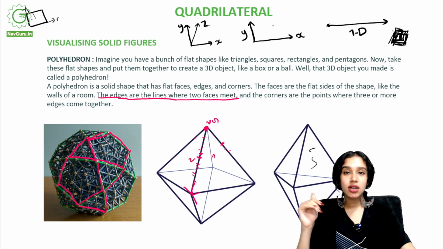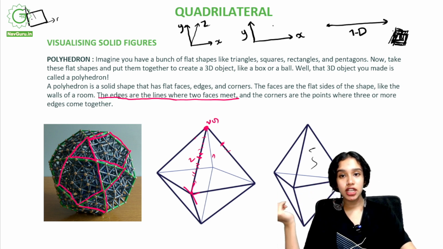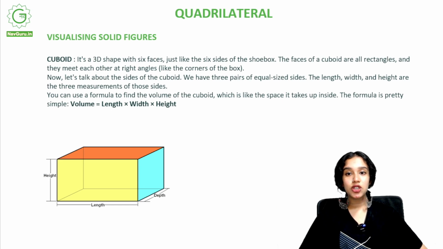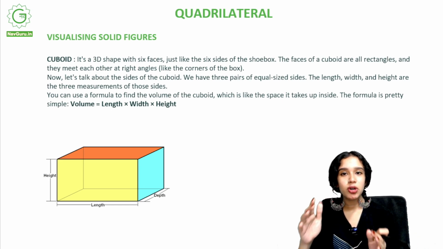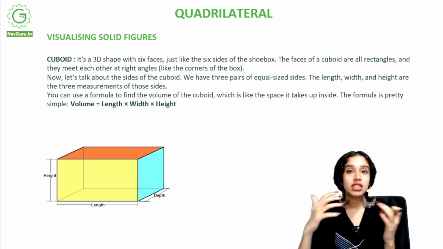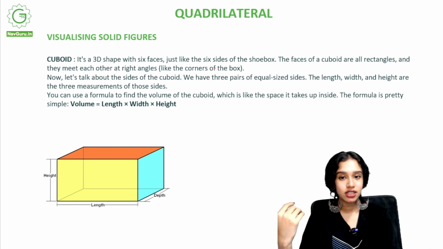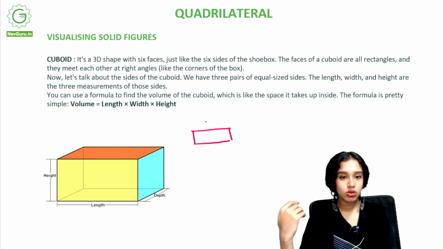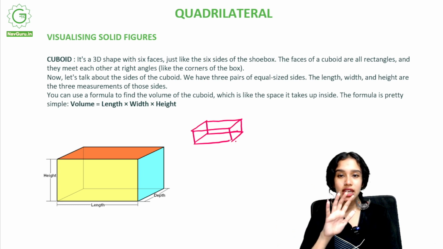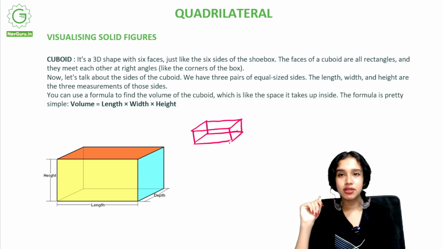Now let's study some different types of polyhedrons. First of all is a cuboid. So a cuboid is the solid version or the three-dimensional version of a rectangle, right? So we are taking a rectangle, right? So this is a very easy way to draw it. We took two rectangles and I'm joining all the corners of them, right? Now the shape we got here is called a cuboid.